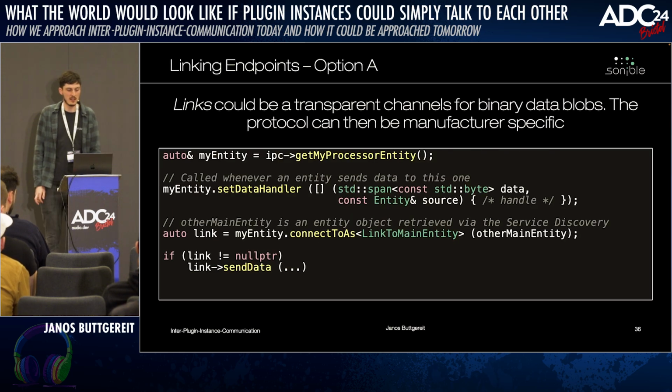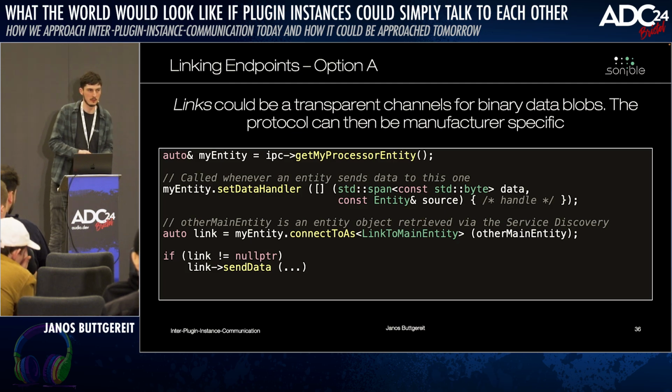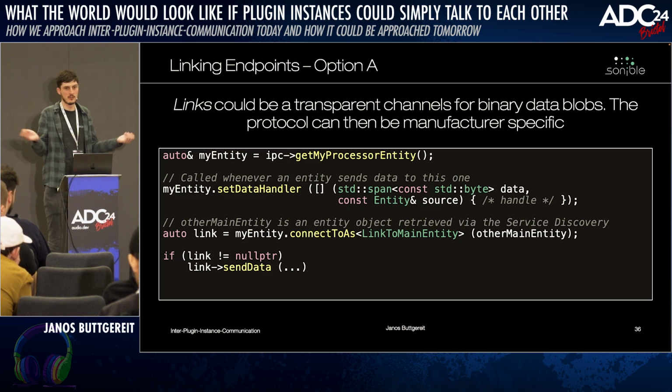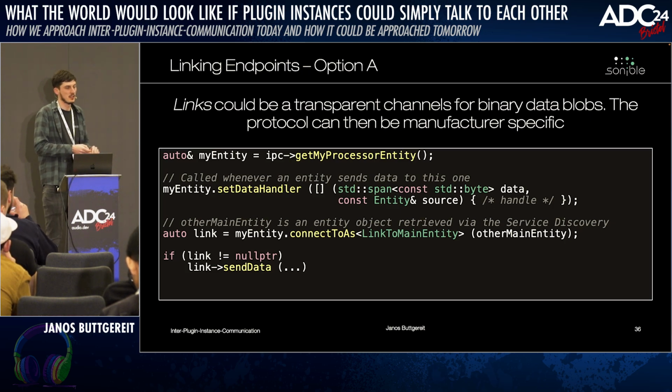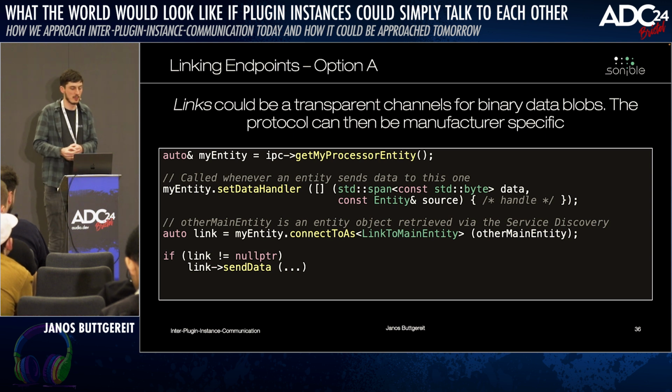Links. So I thought about links. How should that work? I think one option would be to just define links as a channel for binary blobs. So you can say, hey, on my entity, I set a data handler function that just receives a few bytes now and then. This can be some async call. We get information on what the source of the data is, so which entity sent us this data, and then do whatever implementation-specific thing you want to do in your plugin.